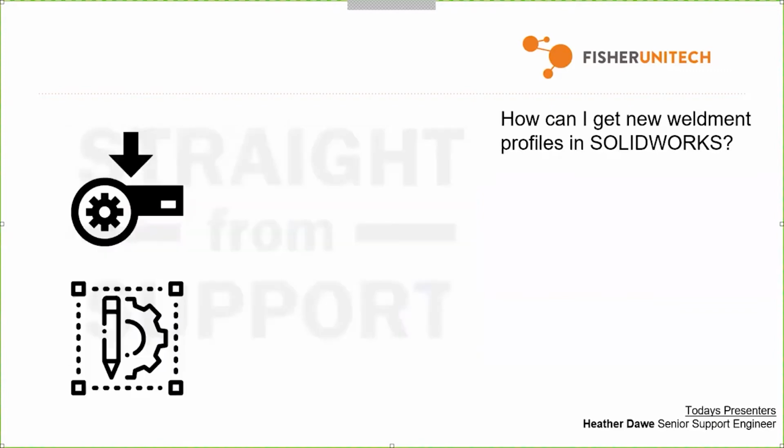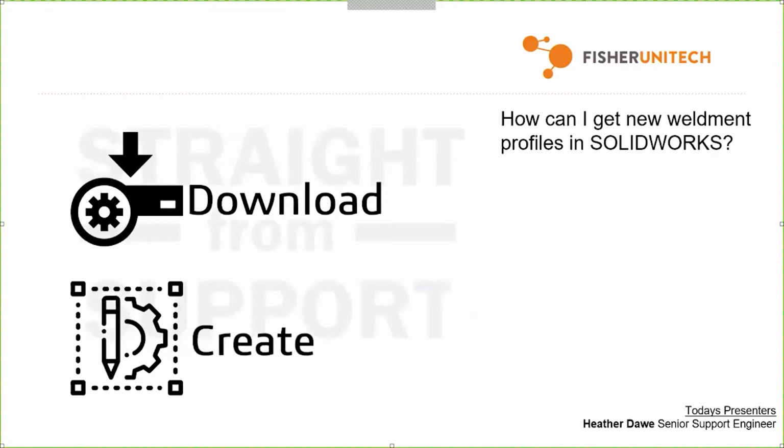So we're going to cover 2 ways that we can get our Weldment profiles when working in SOLIDWORKS. The first option is we can download additional profiles. SOLIDWORKS comes with these packages of additional Weldment profiles that we can download and import into our Weldment profile library so that we can use them within SOLIDWORKS.